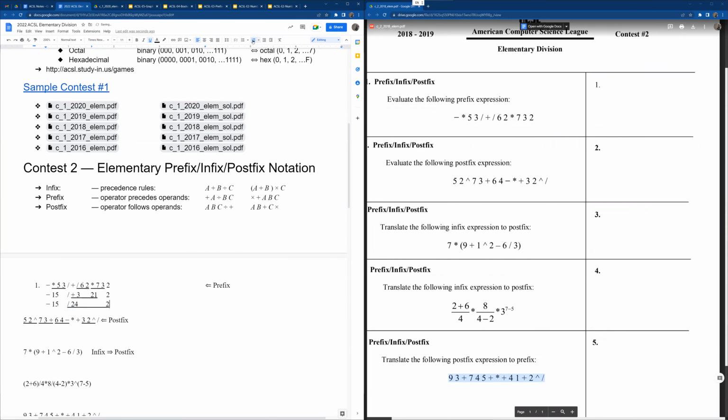10. 8, 4, 2 minus. Whoa. Oh my god. Oh my god. Oh my god. That, okay. Oh my god.